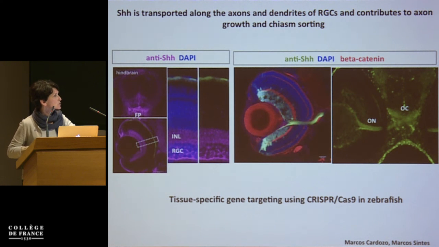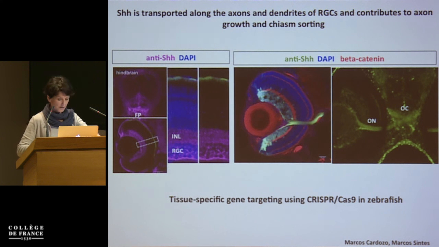We're using tissue-specific gene targeting of sonic hedgehog and other components using CRISPR-Cas technology. But while the fish are growing, we still have no answer for this question.